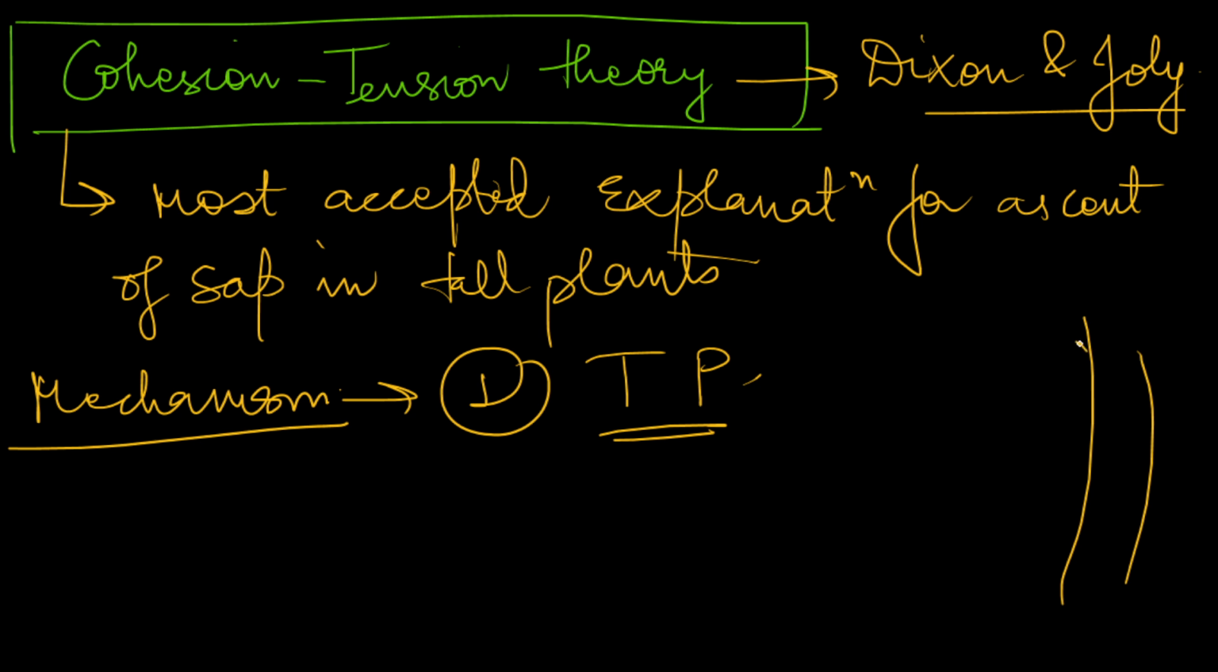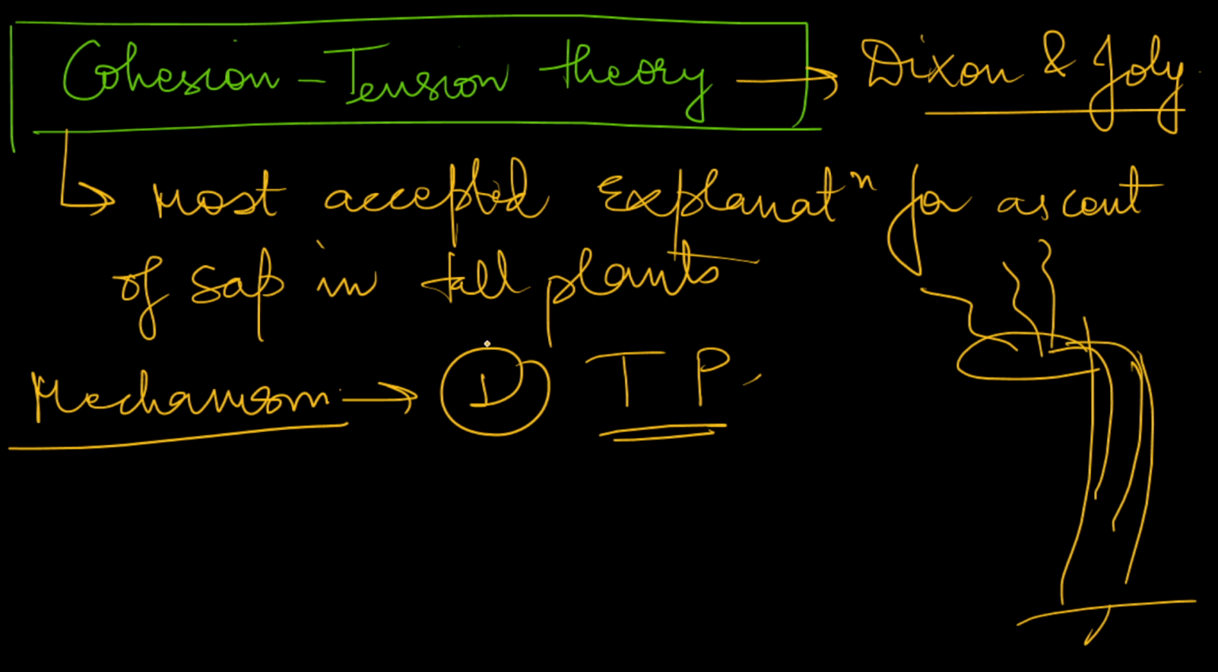So suppose this is plant, this is leaf, this is roots. So when water evaporates from the leaves, it creates a kind of negative pressure which pulls the water through the xylem. Okay. So this is the first mechanism, transpirational pull. Then there is cohesion. Okay, what is cohesion?